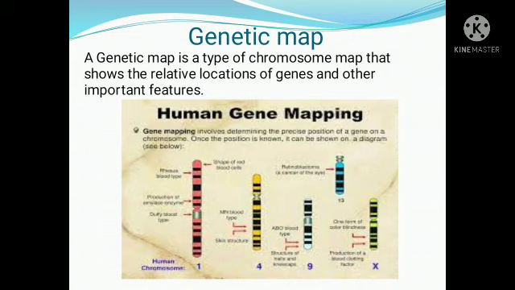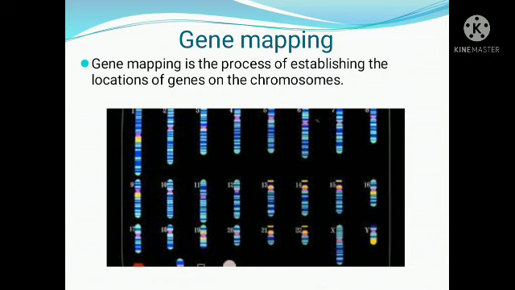So a genetic map is a type of chromosome map that shows the relative locations of genes and other important features. You can see in the picture many chromosomes, and the genes are located with different colors and codes. It is known as genetic mapping. So genetic mapping is a type of chromosome map that shows the relative location of genes and other features of a chromosome. We have seen what a gene map is.